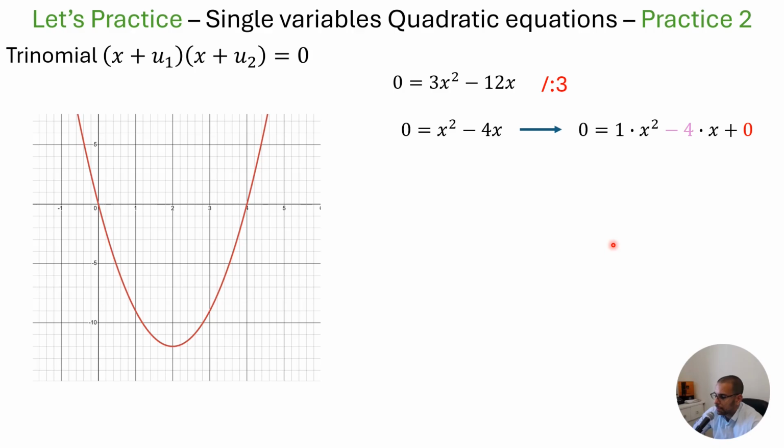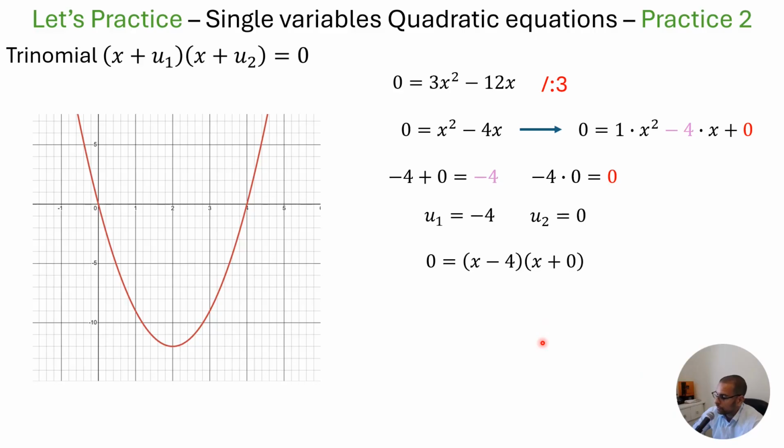Great. I hope you did it, and I hope you got this result. Well, -4 plus 0 is -4. Great. And -4 times 0 is 0. Right? So we have the factors u1 and u2 we need for the factoring, for the trinomial. So this is what we get. We got rid of this 0 right here. It's unnecessary. And this is the trinomial.